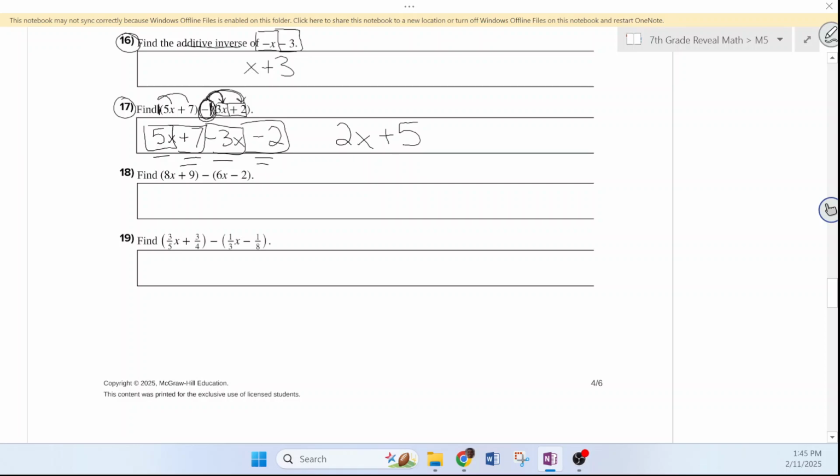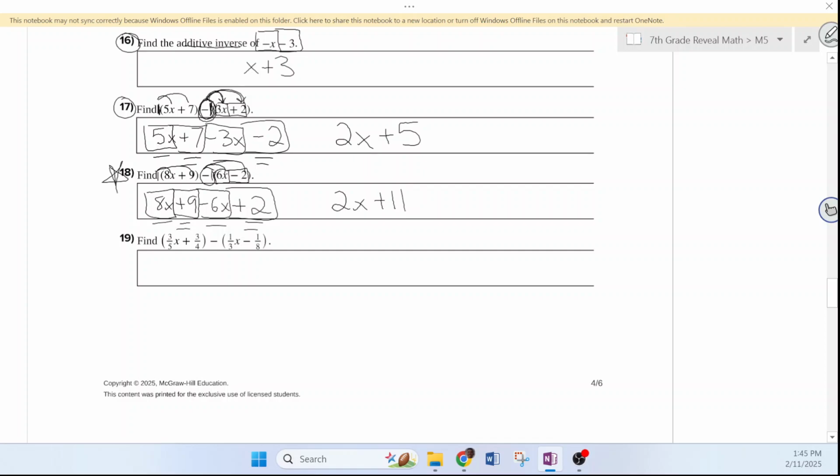Okay, same thing for the next one. Put a 1 in front, distribute, I get 8x plus 9. Distribute, I get negative 6x. Distribute to the minus 2. This is where we're making a lot of mistakes. All right, we're distributing a negative 1 to a minus 2, and it becomes plus 2. Okay, like terms. Okay, 8x and a minus 6x is 2x. Plus 9 and a plus 2 becomes plus 11.